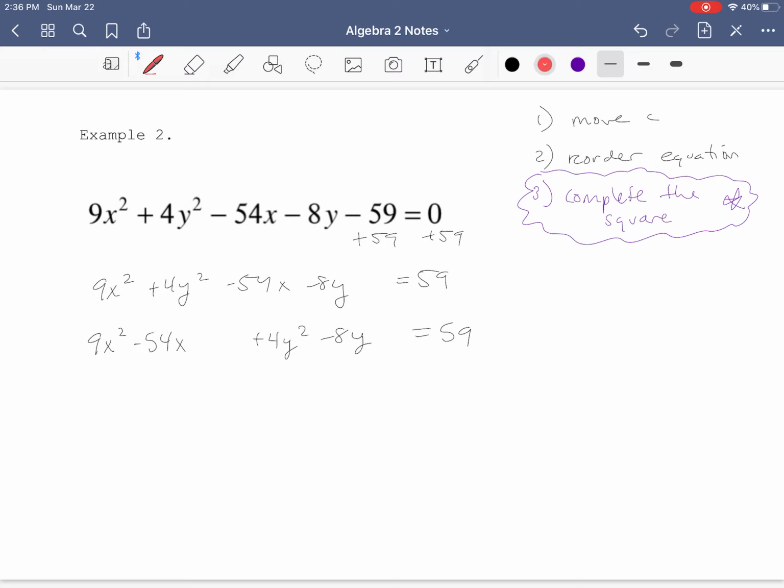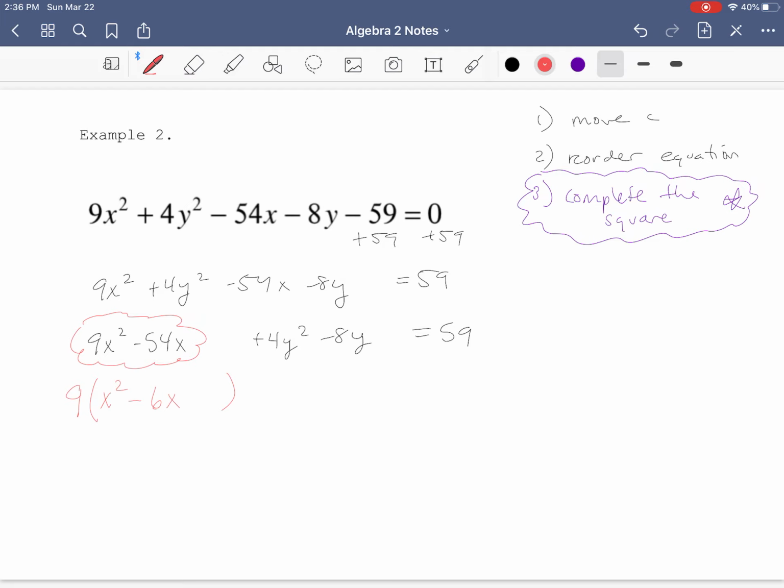So in order to complete the square, you first need to take the number in front of the squared term out. So if I work with the x's, I'm just going to do this piece first. I'm going to factor out a 9. And that's going to leave me with x squared minus 6x, okay?